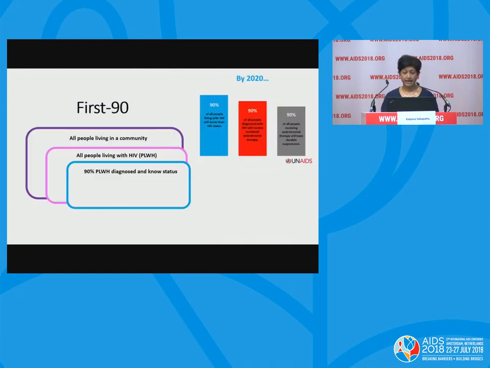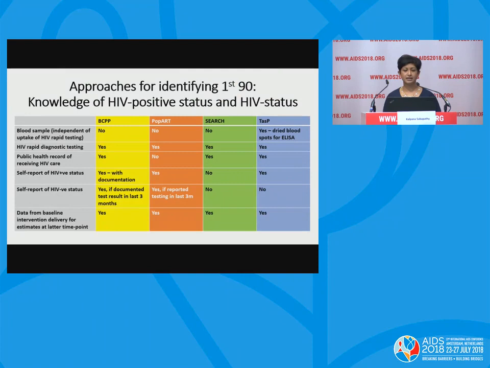So if we go on then, having understood the challenges in measuring the underlying total population and identifying all people living with HIV, we can focus on the methods used to identify the denominator and numerator of the first 90. TASP were the only one of the 4 trials that did blood samples on everybody reached by the intervention in order to determine HIV status. All the trials, as you might expect, had results of the rapid diagnostic testing.